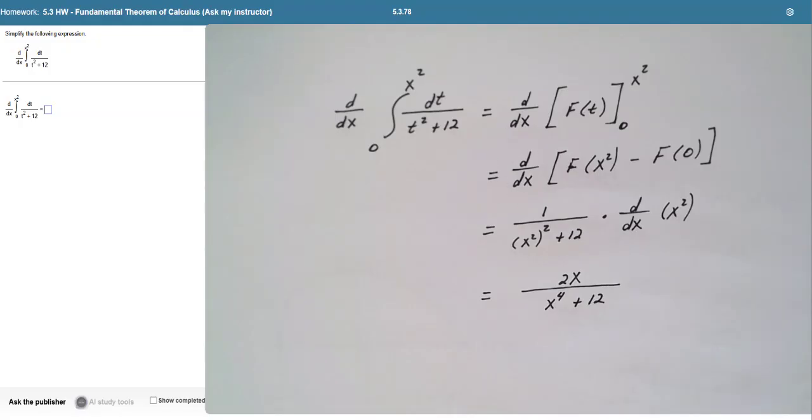Now I need to worry about, what's the derivative with respect to x of the antiderivative evaluated at x squared? And here's where you have to use the logic that the derivative and the integral are inverse functions. So you're going to get back the function that's on the inside, but it's going to be evaluated at the limit of integration, that x squared there.